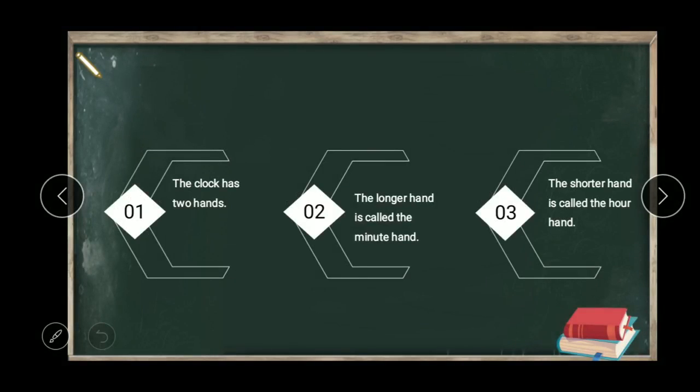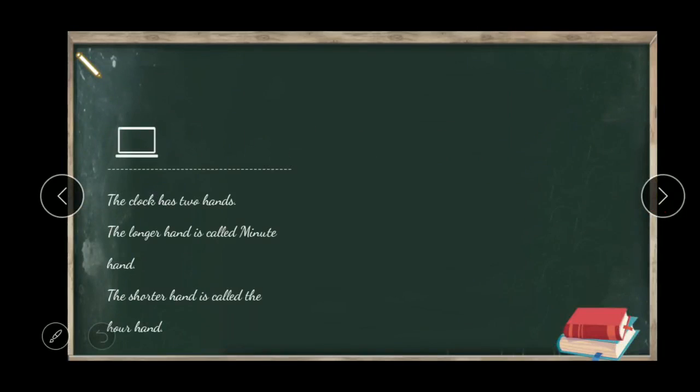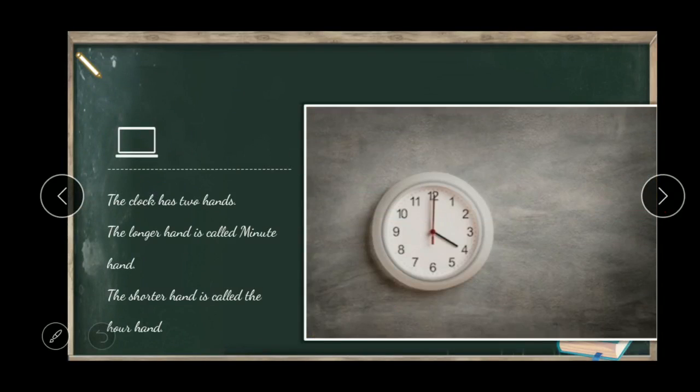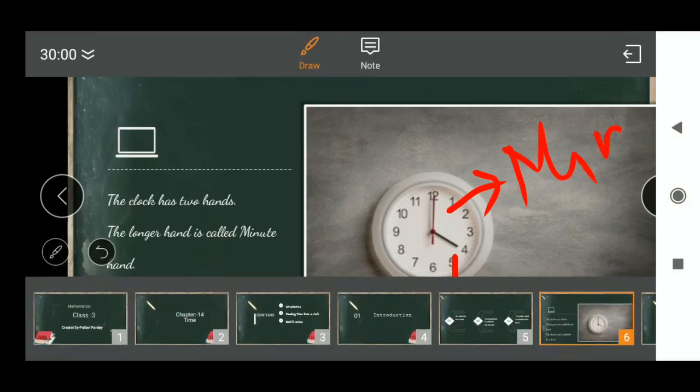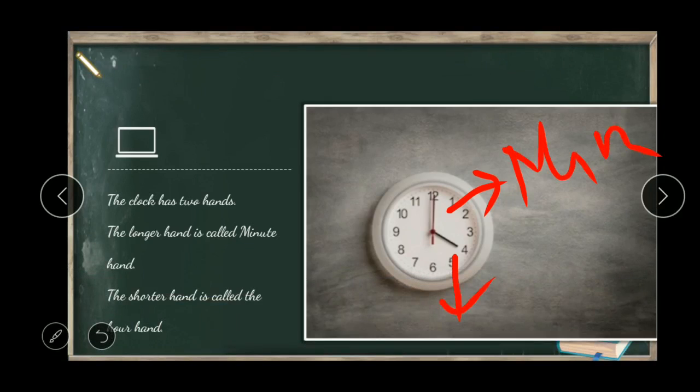So, the clock has two hands. The longer hand is called minute hand and the shorter hand is called hour hand. So in this given figure we can see that there are two hands, longer hand and shorter hand. So the longer hand is called minute hand and the shorter hand is called hour hand.